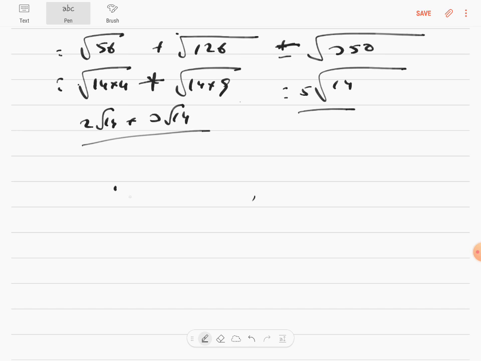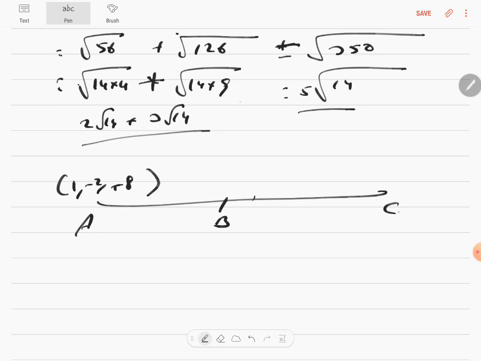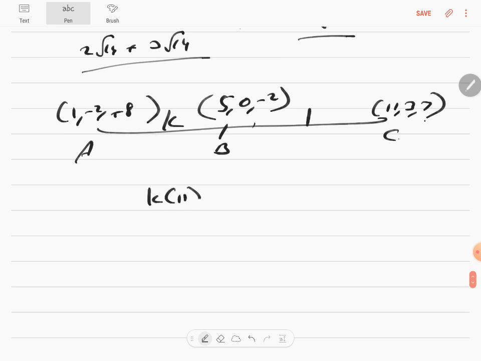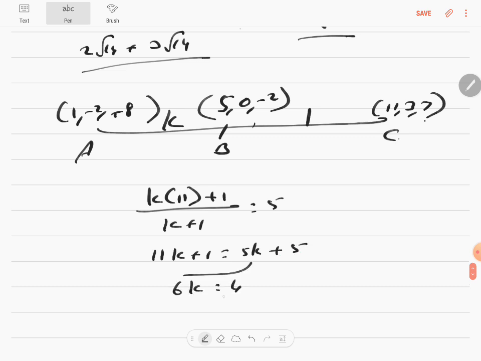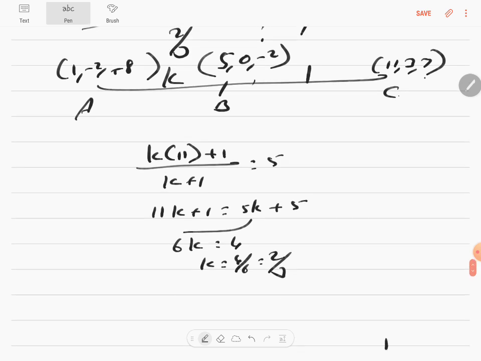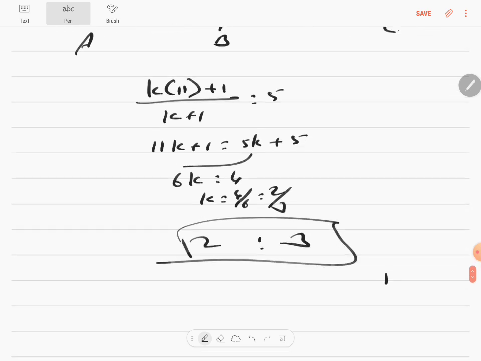Now the second part: show that B divides AC. In what ratio is it? A is 1, minus 2, minus 8, B is 5, 0, minus 2, C is 11, 3, 7. What ratio means? Apply it as K is to 1. K into 11 plus 1 into 1 by K plus 1 is equal to 5. So 11K plus 1 is equal to 5K plus 5. Take it that side, 6K is equal to 4, or K is equal to 4 by 6, or 2 by 3. So it's 2 by 3 is to 1, or in other words, 2 is to 3. Thus the point B divides in the ratio 2 is to 3.